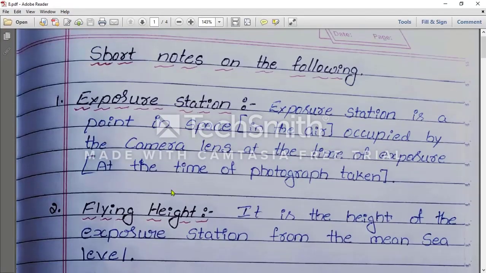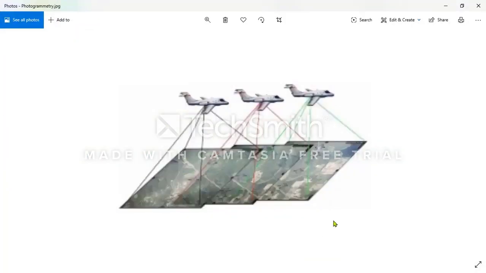So next, what is flying height? It is the height of the exposure station from the mean sea level. Simple. Flying height is from mean sea level to the exposure station, the total height. The total height is called flying height.